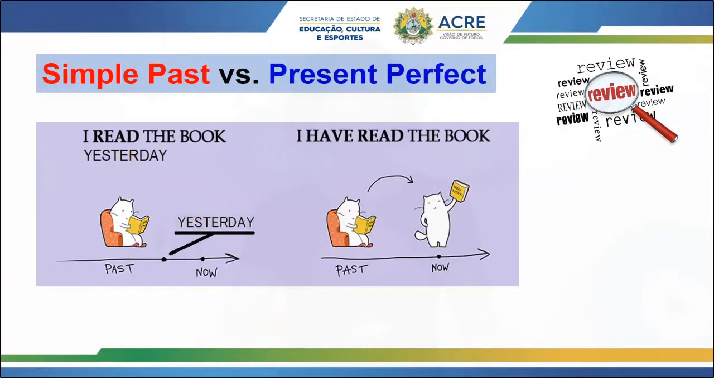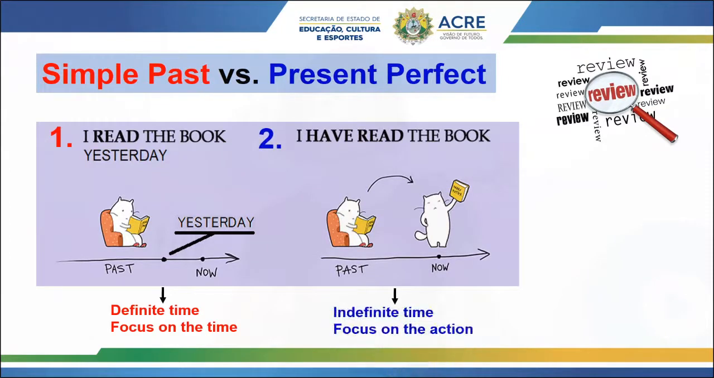Simple past versus present perfect. Sentence 1. I read the book yesterday. This sentence has definite time and focus on the time. If I ask when, the answer is yesterday. Sentence 2. I have read the book. This sentence has indefinite time and focus on the action. If I ask when, the answer is we don't know exactly.